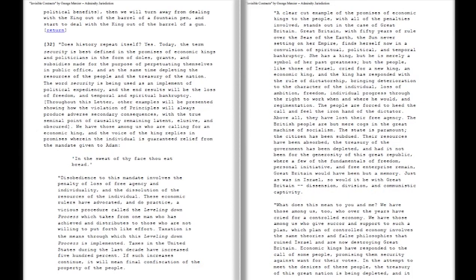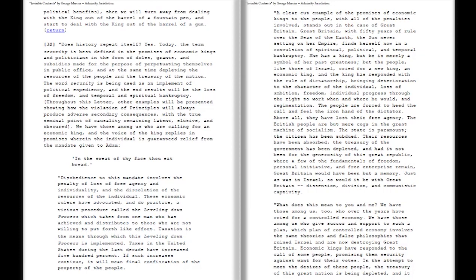Return. 32. Does history repeat itself? Yes. Today, the term security is best defined in the promises of economic kings and politicians in the form of doles, grants, and subsidies made for the purpose of perpetuating themselves in public office, and at the same time depleting the resources of the people and the treasury of the nation.